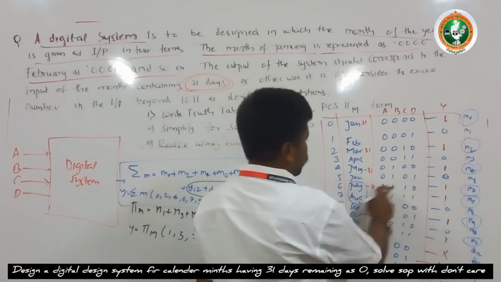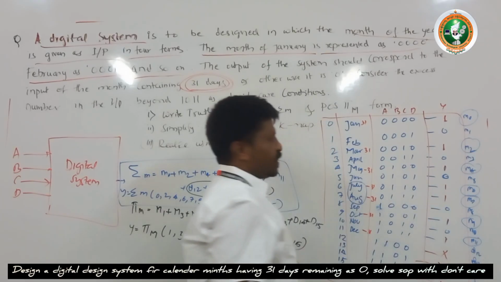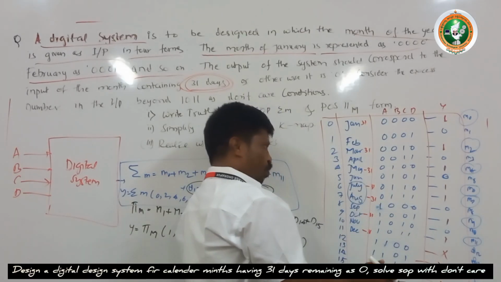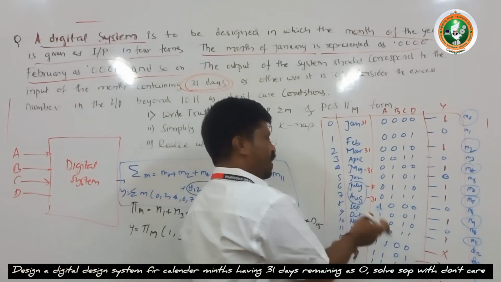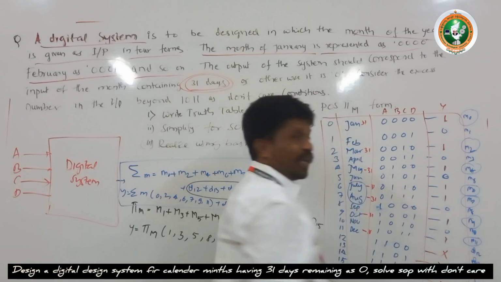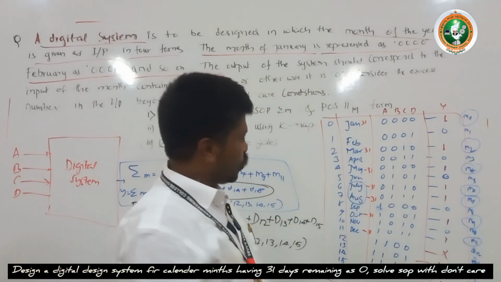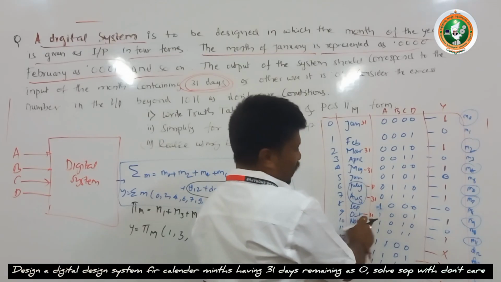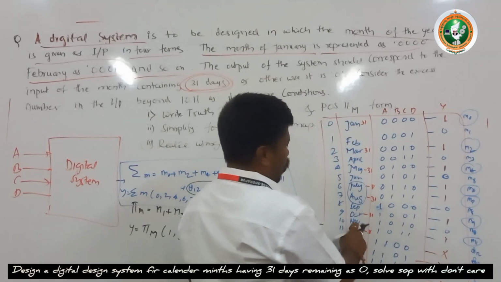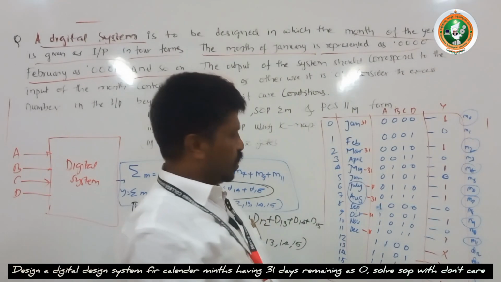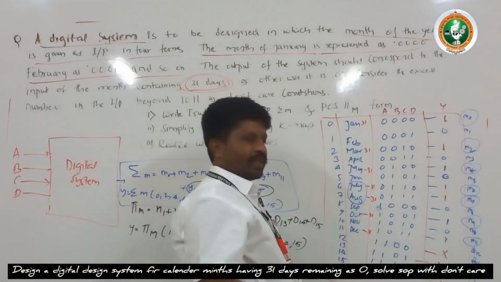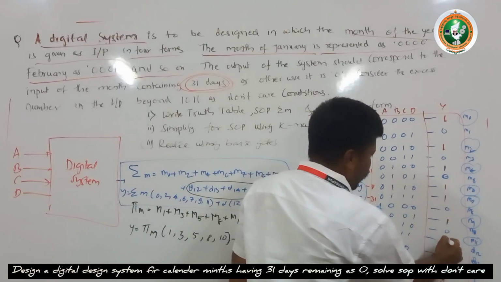June does not have 31 days. July has 31 days, so the output is 1. August also has 31 days, so both July and August give output 1 1, you should remember. Next, September does not have 31. October has 31 days, so it is 1, and November has only 30 days, so it is 0. December has 31 days, so it is 1. Yes or no?